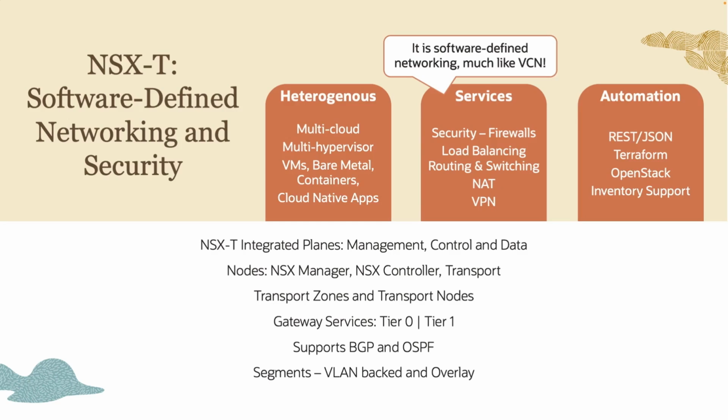But how is this overlay segment configuration possible? Geneve is a network encapsulation protocol that creates layer 2 networks with isolated multi-tenanted broadcast domains on top of the VCN.